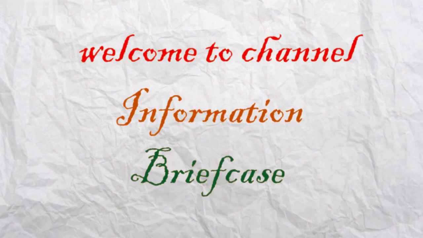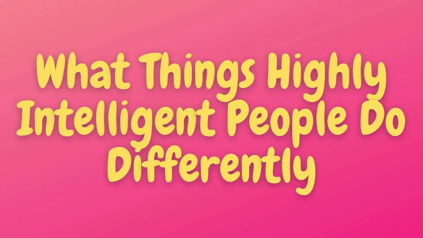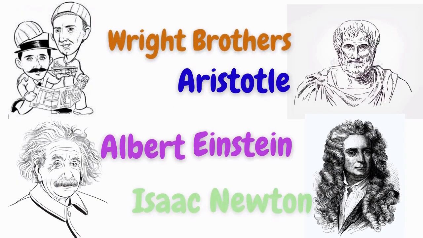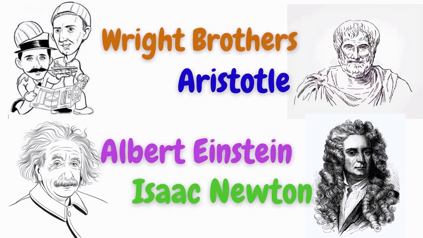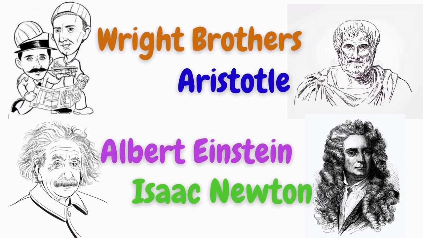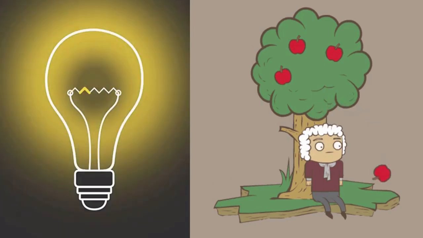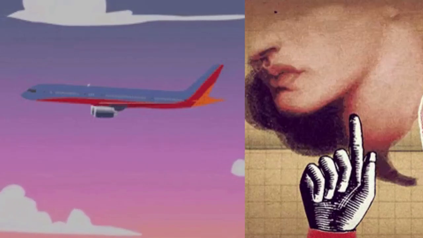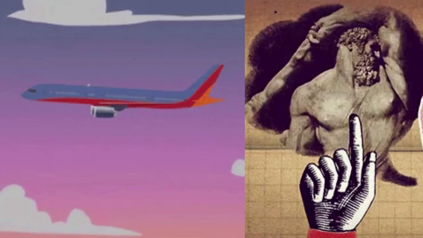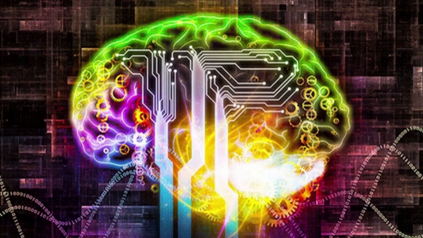Today we're going to learn about what things highly intelligent people do differently. Now, let's begin. Albert Einstein, Isaac Newton, the Wright brothers, Aristotle, all these people above have one thing in common: higher intelligence. These people have contributed life-changing works that have shifted the direction of humankind to the next level. They are the most noteworthy human intelligence, which many people try to achieve.